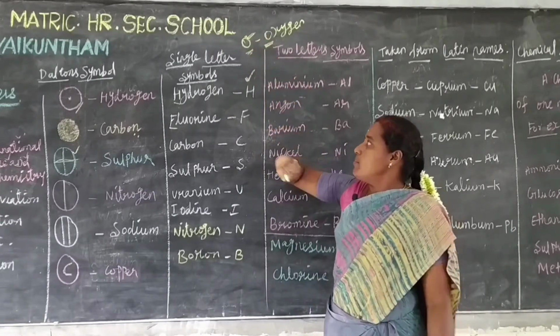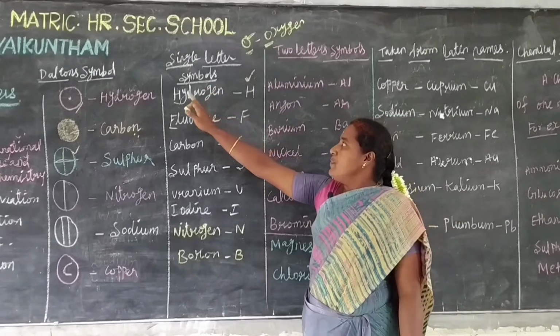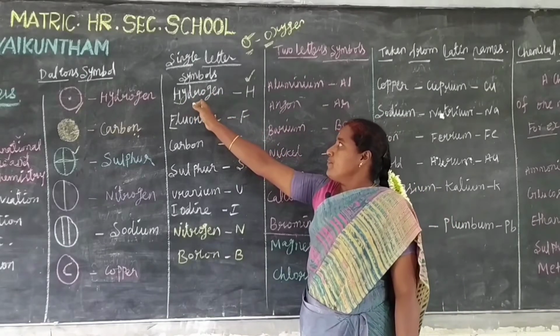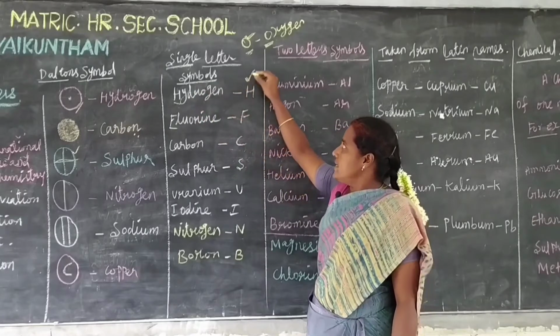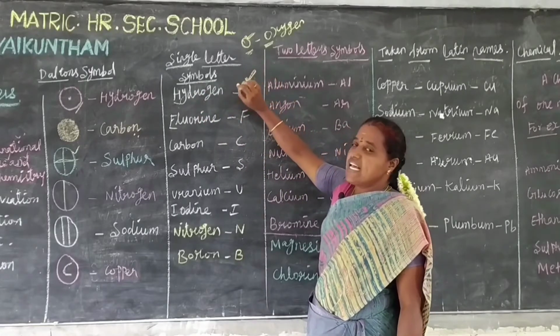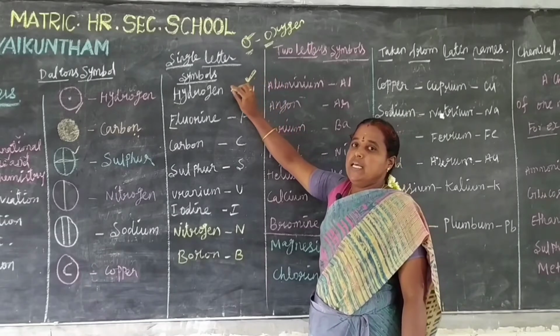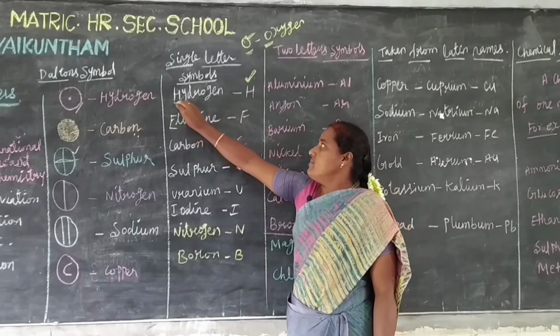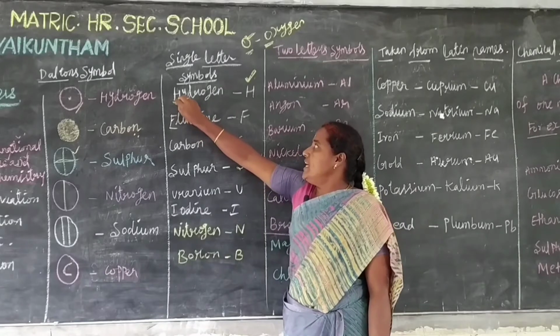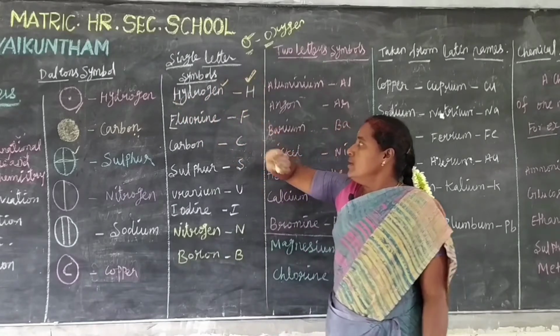Some more examples are here. First one is hydrogen. The symbol for hydrogen is capital letter H. This is the first letter of the name hydrogen.